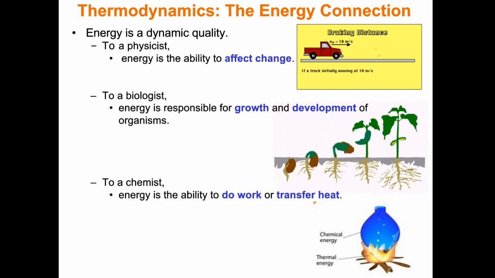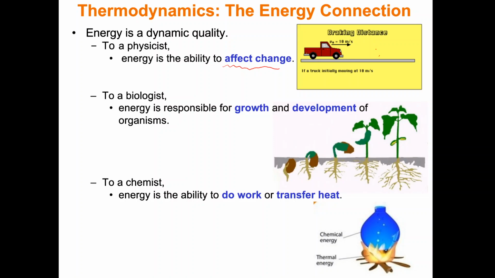So the truck has some momentum and some velocity, say 10 meters per second, moving forward. Then we apply the brakes, and the brakes stop the truck. So there's the energy change there. Something is affecting change, and that change is, of course, to stop the truck. So that's maybe what you'd get if you talk to a physicist.